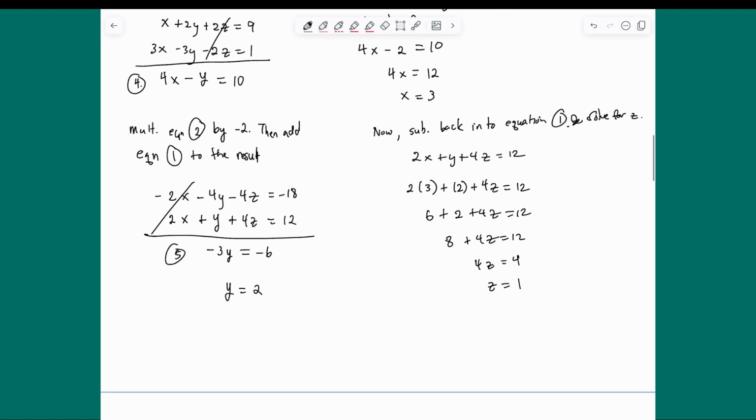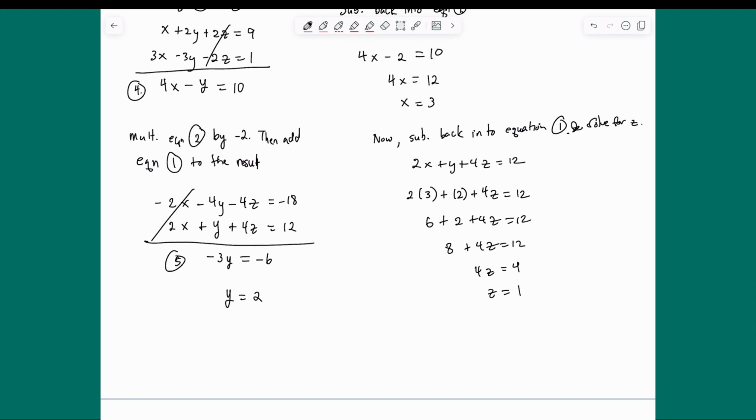All right, so now that we have our x, our y, and z, you could check to see that it's a solution. I'm not going to do that, but that's how you would determine if it works or not. But the solution is the ordered triple 3, 2, 1.